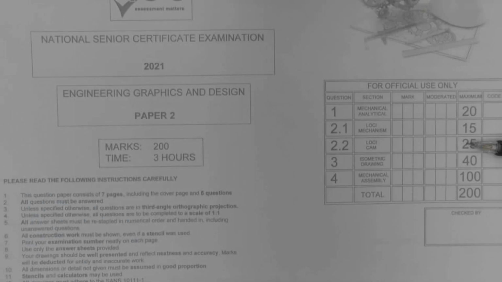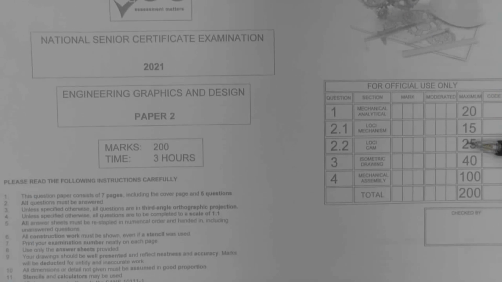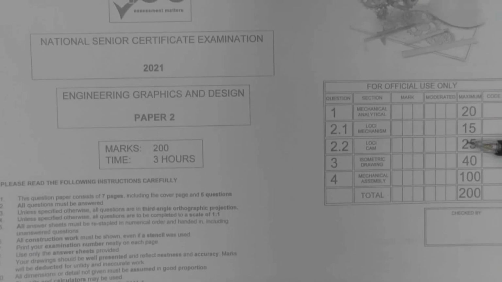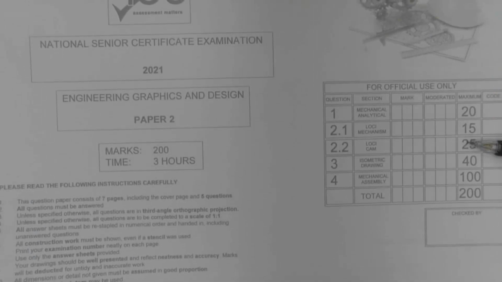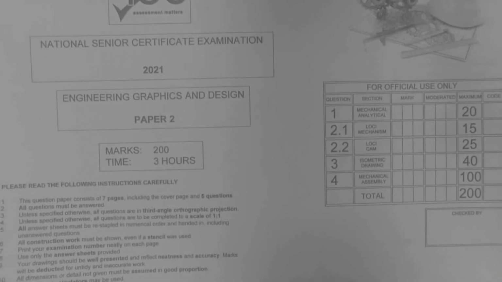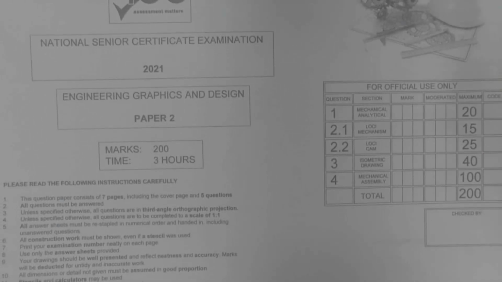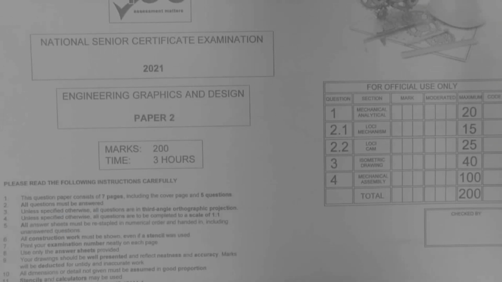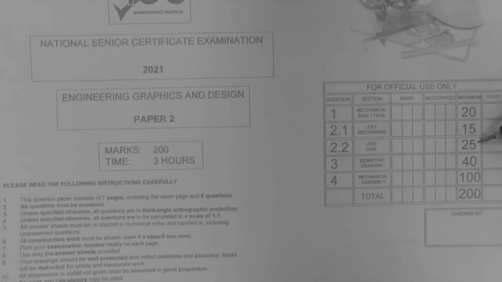What you want to try and do as well is make sure that you know what to do, the different types of motion that you would get: uniform motion, simple harmonic motion, uniform acceleration and retardation. Those are the three types of motion that you'll get. Understanding that this is only for 25 marks, a certain amount of the work will be done already, will be given.